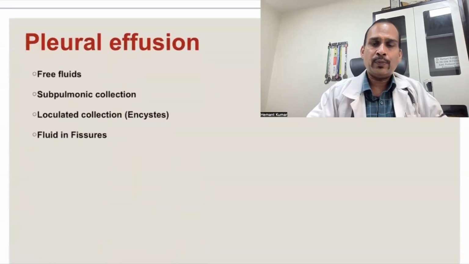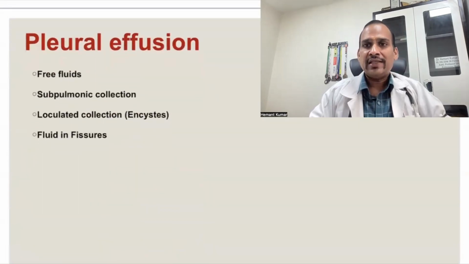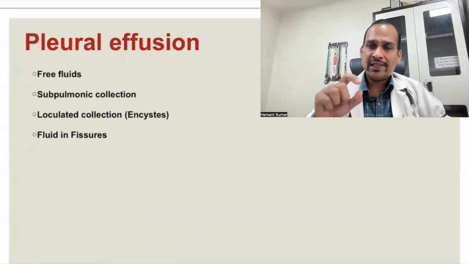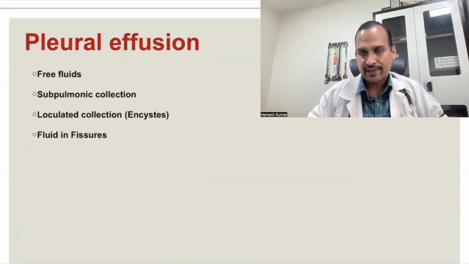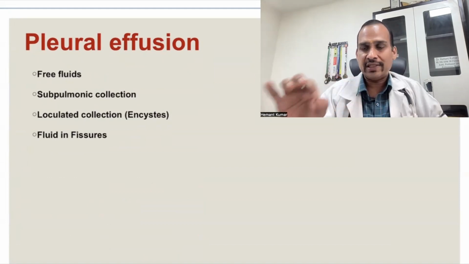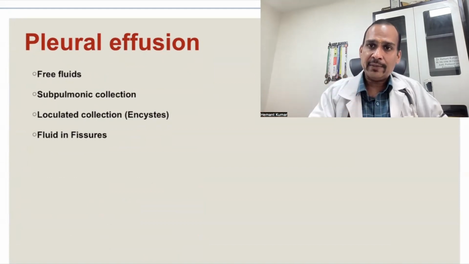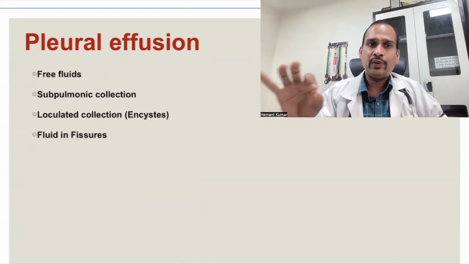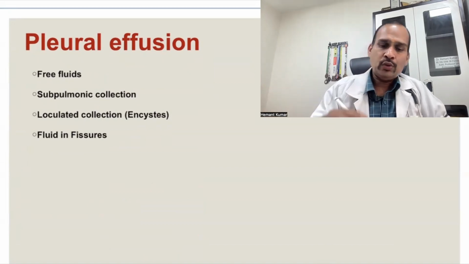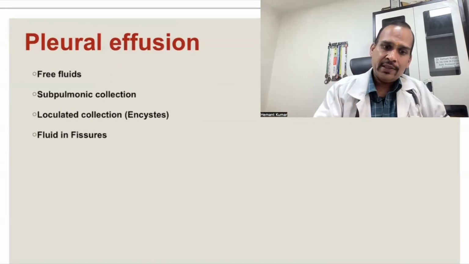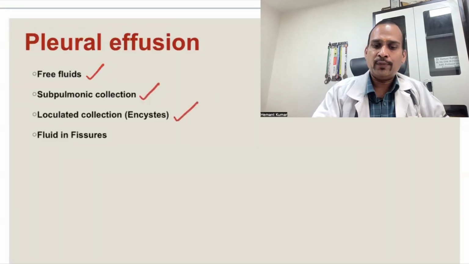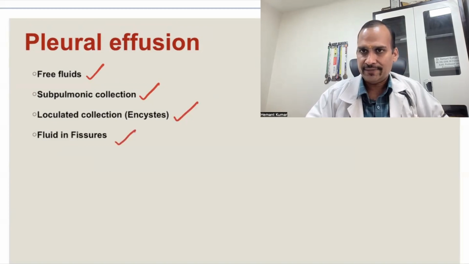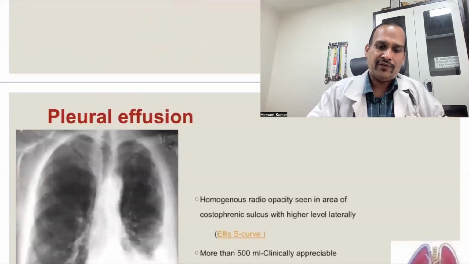If we see about pleural effusion, what is pleural effusion? There is an abnormal collection of fluid inside the pleural cavity. Usually 5 to 10 ml of fluid is there. If it accumulates more than that, it's called pleural effusion. Pleural effusion can be free fluid, subpulmonic collection, loculated pleural effusion, or fluid in fissures. So we will discuss one by one.